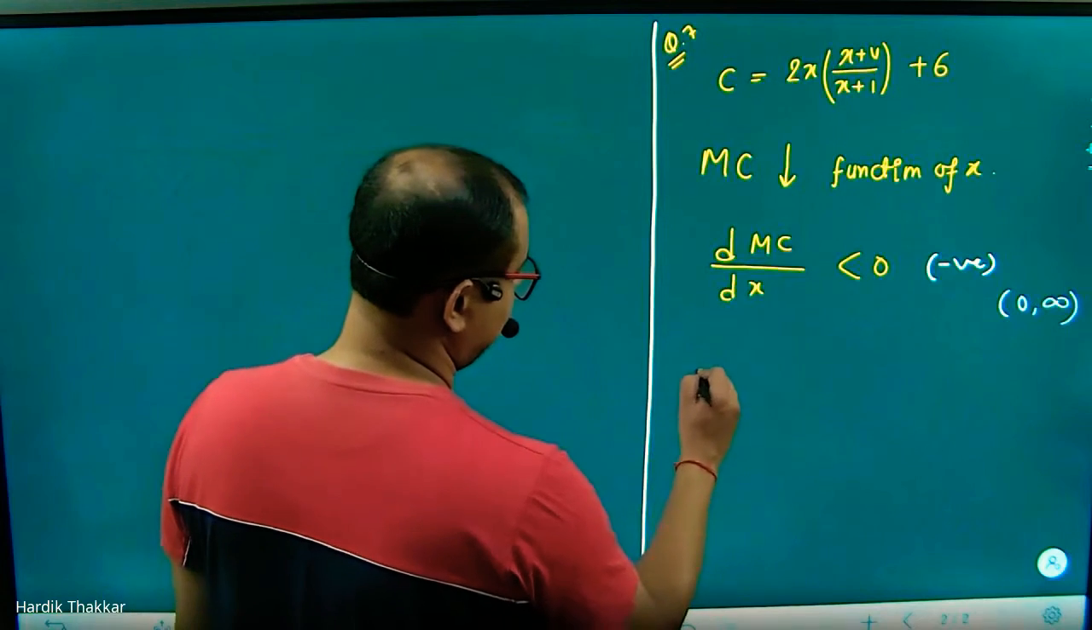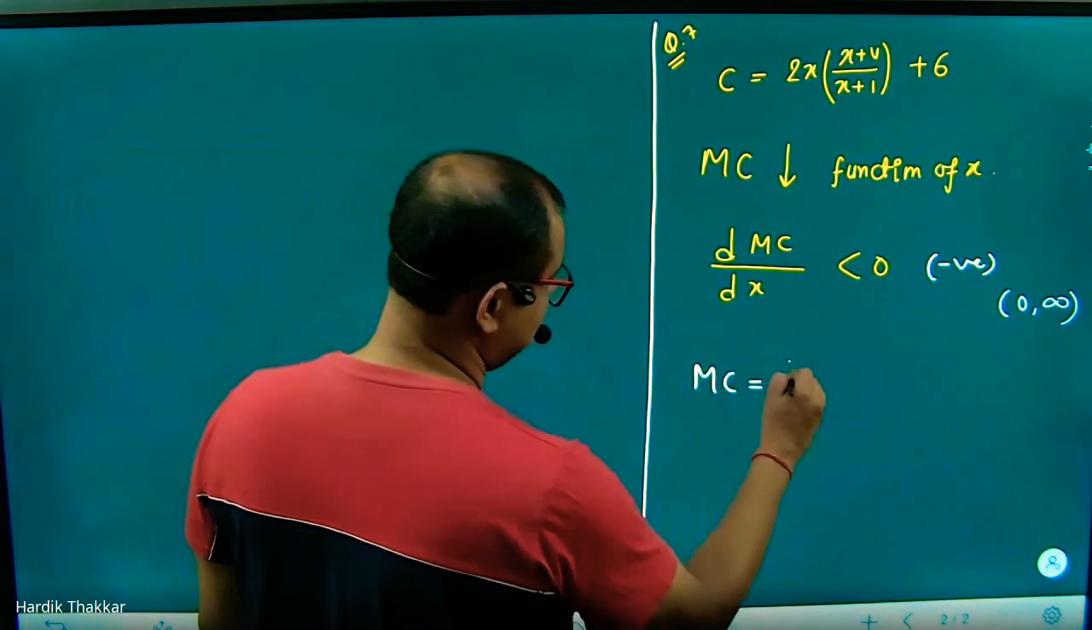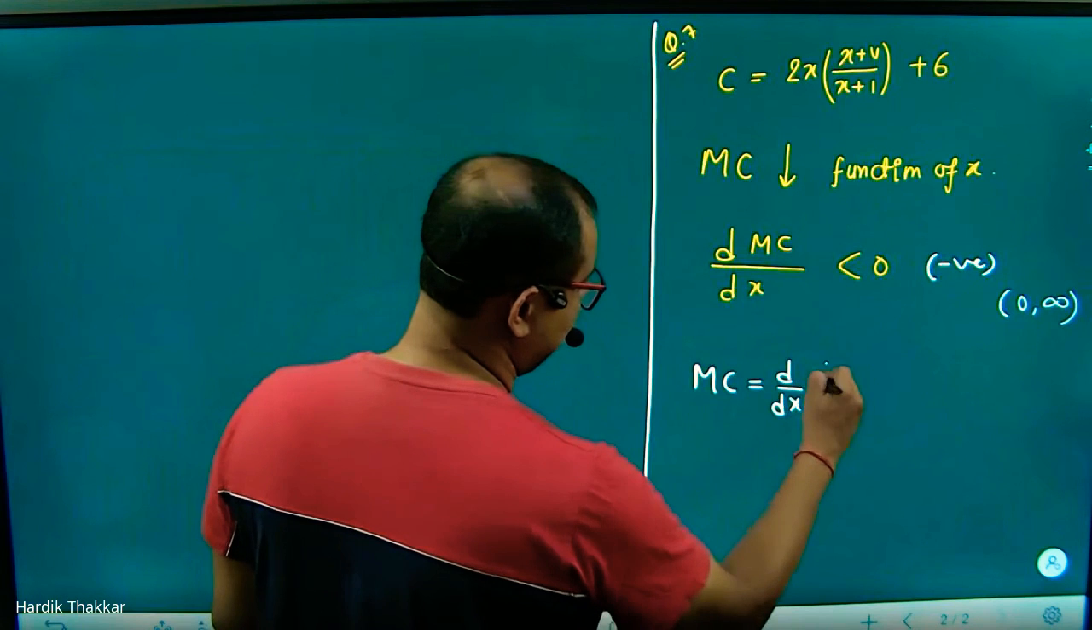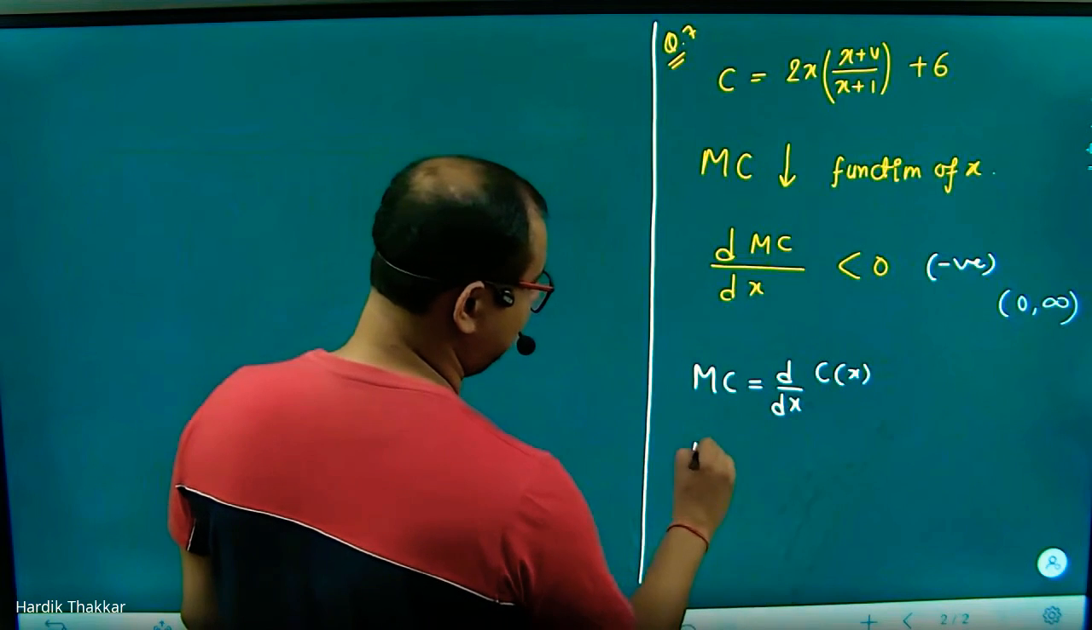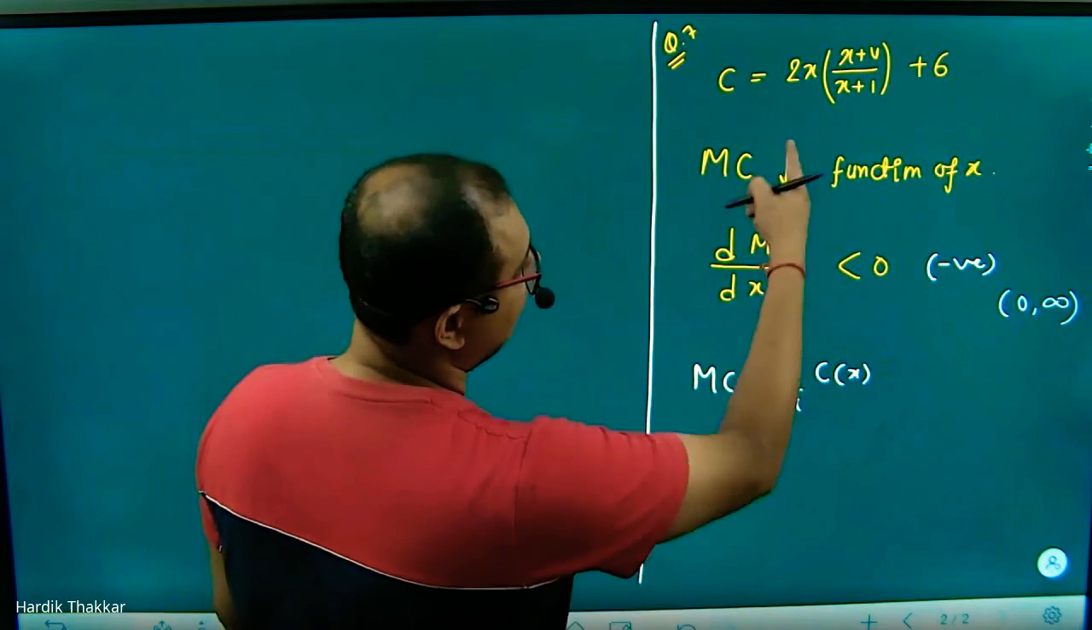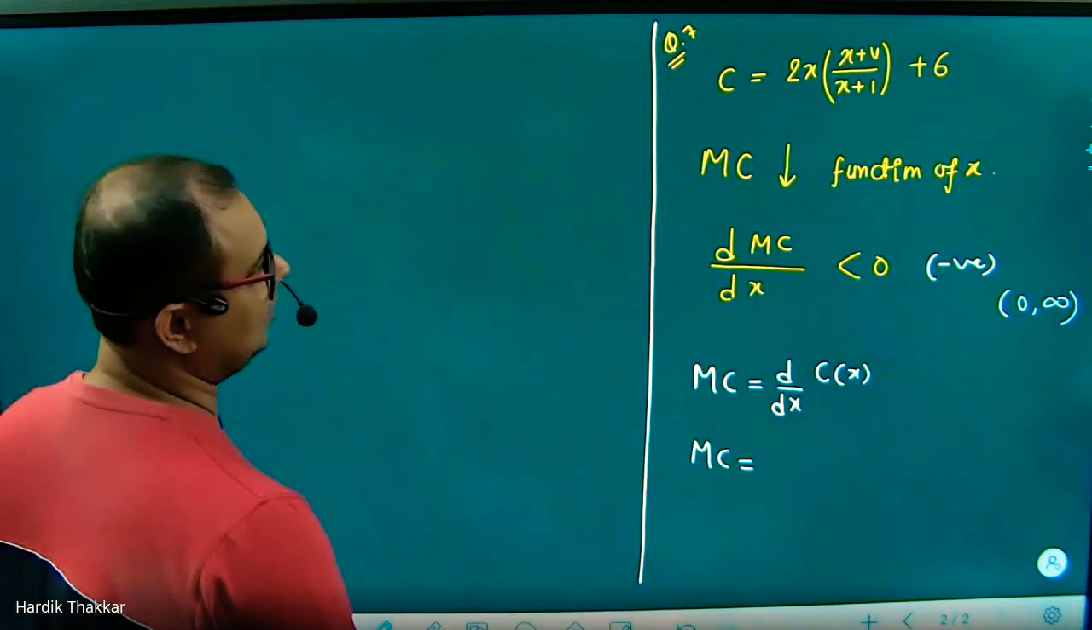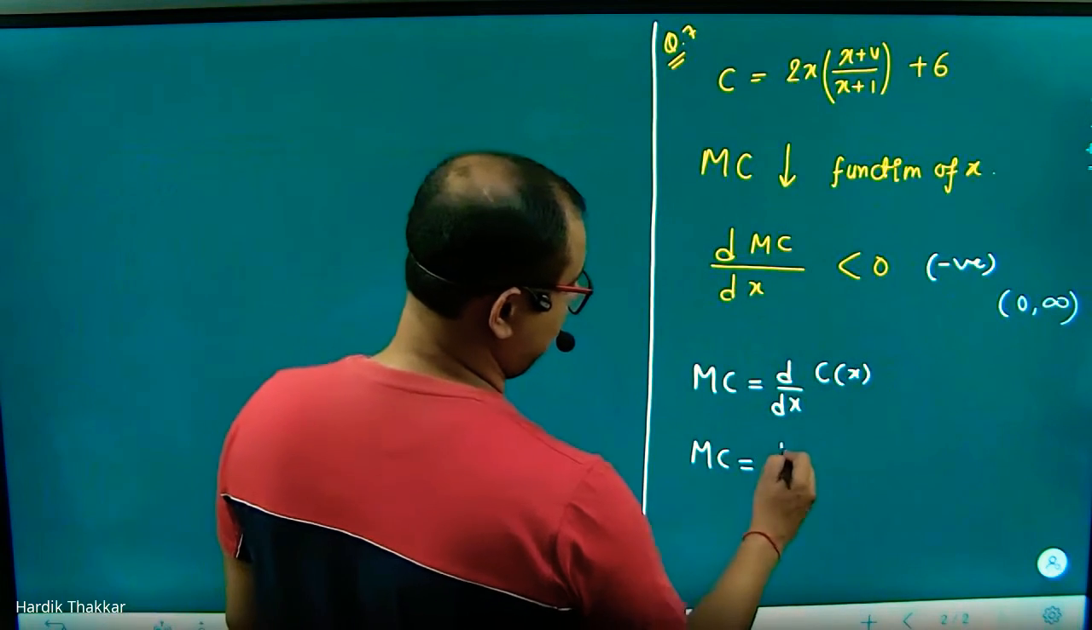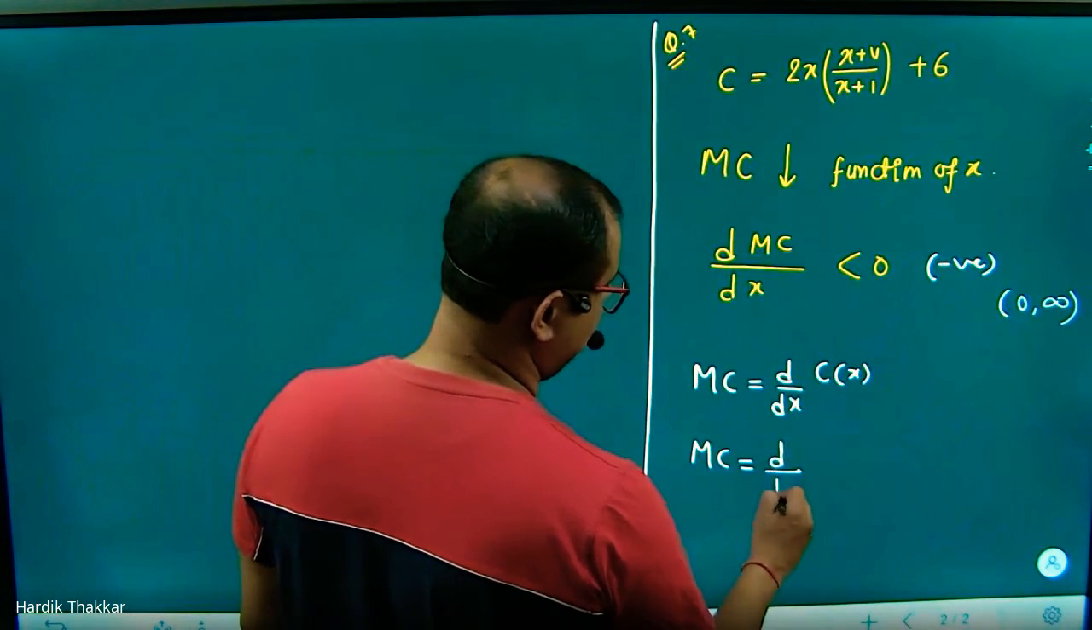Sir, d by dx of c(x). Correct. So MC, marginal cost, is d by dx of C(x). So here MC, marginal cost, will be the derivative of this. So you have to apply the quotient rule.